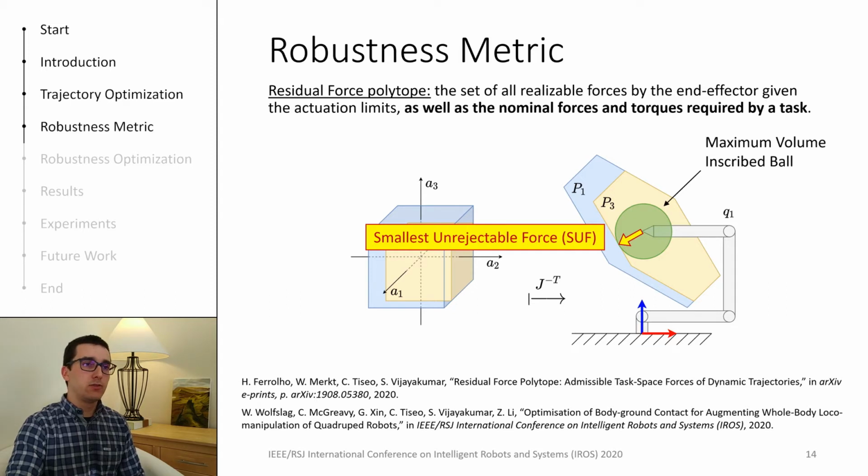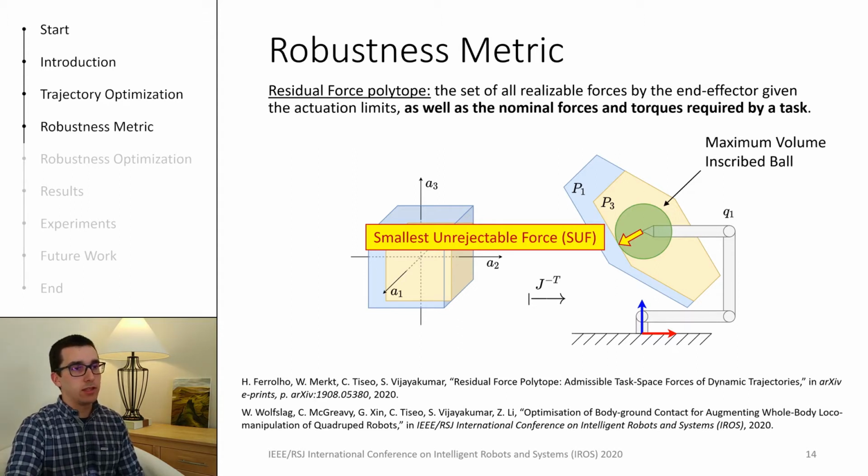We can take this metric and integrate it in our optimization problem as an objective function, and that's how we maximize the robustness of trajectories. In this diagram, the polytope was defined for a fixed base manipulator, but we can also define it for floating base systems, and include friction cone constraints in addition to the actuation limits.